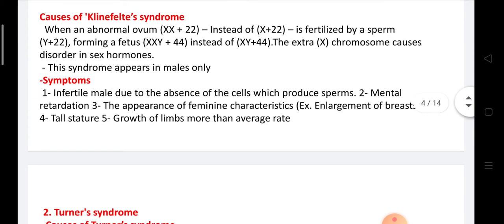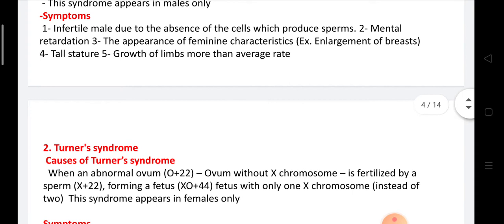This syndrome appears in males only due to the presence of the Y chromosome, and some symptoms will appear with this male: he will be infertile, can't reproduce new individuals, mental retardation, appearance of feminine characteristics like enlargement of breasts, tall stature, and growth of limbs more than the average rate.